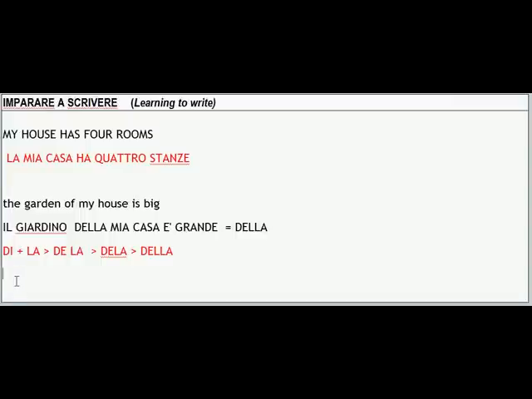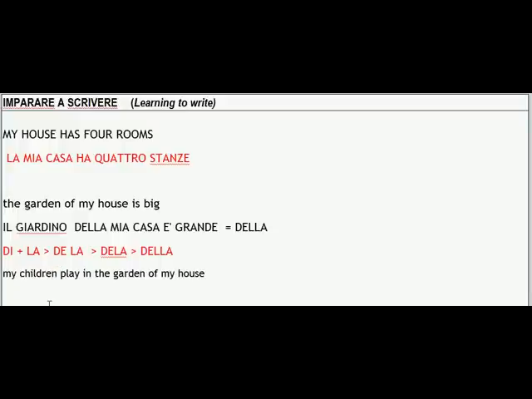Okay, let's go to a slightly more complex sentence, not by much. The input would be: my children play in the garden of my house. We have nouns, we have possessives, we have a verb, and then we have a couple of prepositions, in and of. Now let's start with the noun, always children.